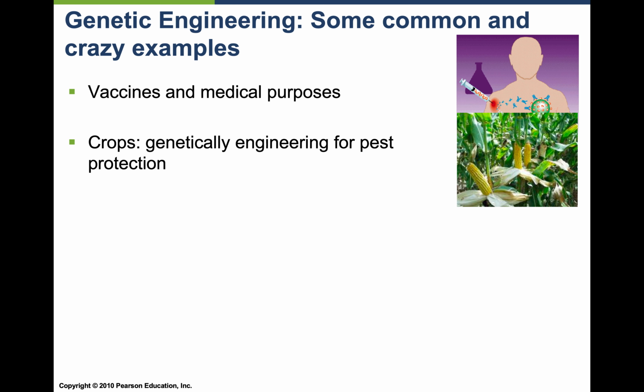Here's another one, crops. These are genetically engineered for pest protection. So there's all sorts of things that can be done with crops to make them less susceptible to different fungi, even insect pests, etc. And there's a lot of debate around whether this is a good idea or a bad idea.